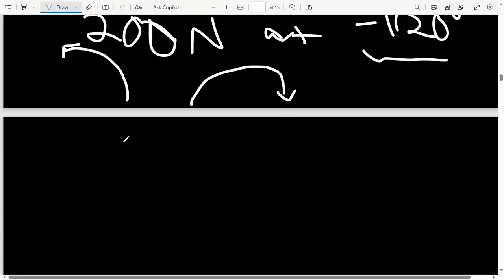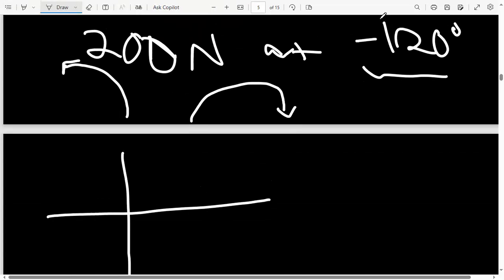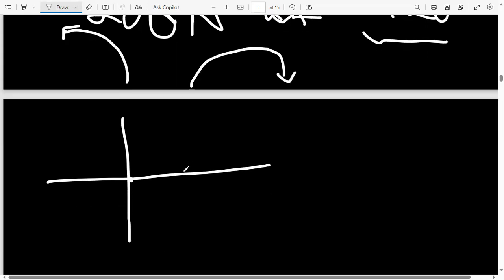Okay, so if I draw my x-y plane here, and then I have 120 degrees there. Okay, it means if this is my starting point, right? I'm moving 120 in this direction. Okay, so I know if I move from this east here to the south here, it has just moved what?